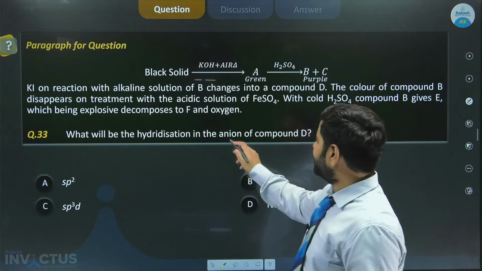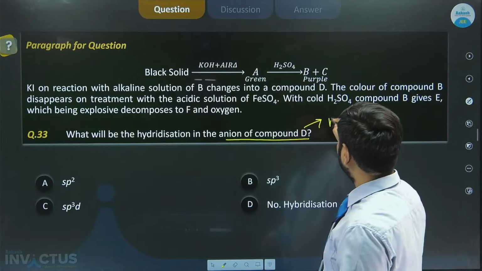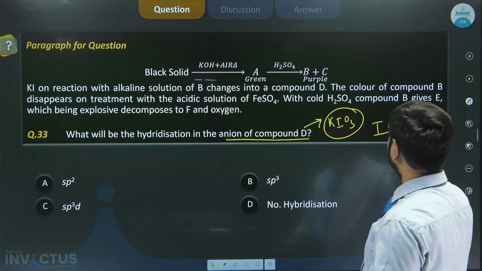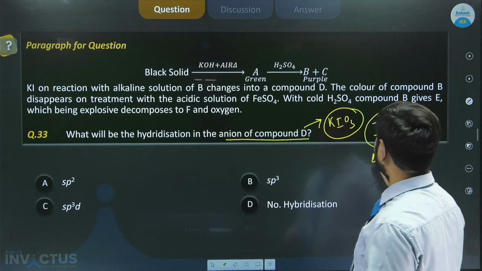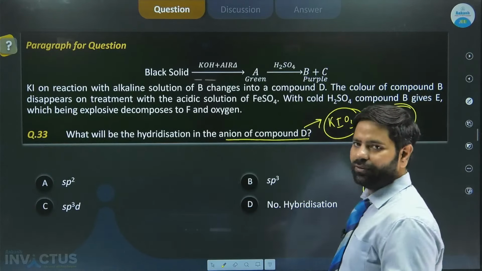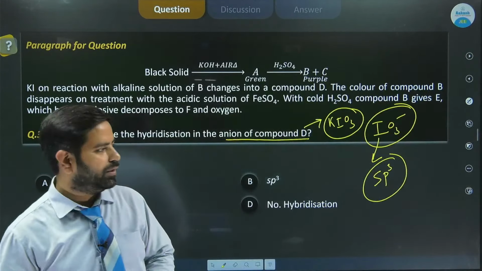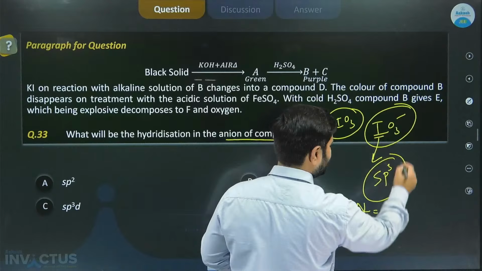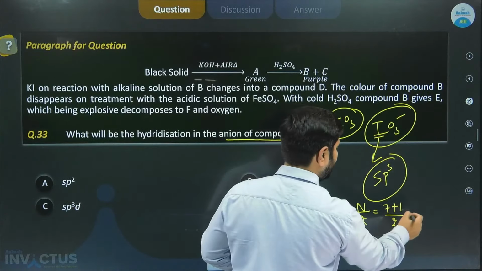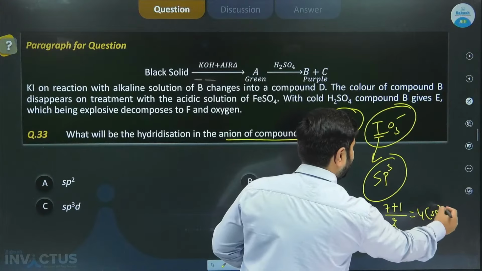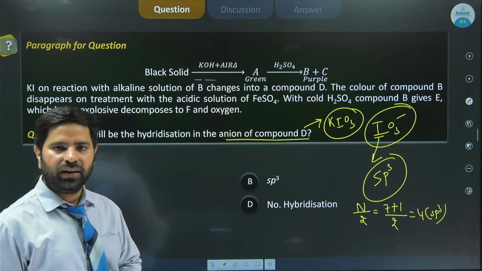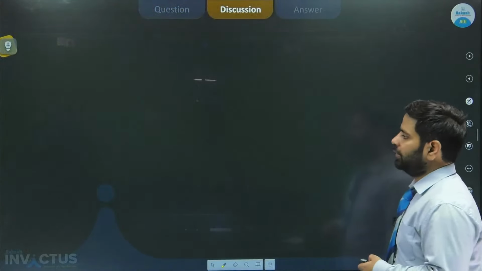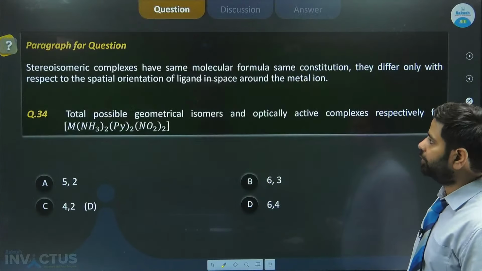Next, what will be the hybridization of the anion of compound D? The compound D is KIO3, and the anionic part is IO3 minus. It is sp3 hybridized. You can simply calculate on the basis of the n/2 method: take 7 valence electrons, add the charge, and ignore the oxygen. That gives 4, the number of hybrid orbitals, so hybridization would be sp3. Let's check the answer to this question. Yes, it is sp3 again.